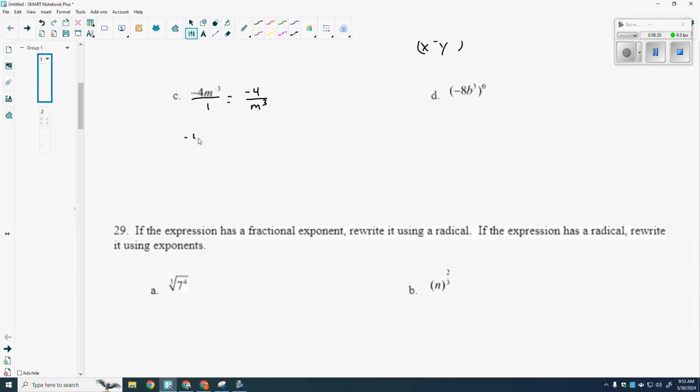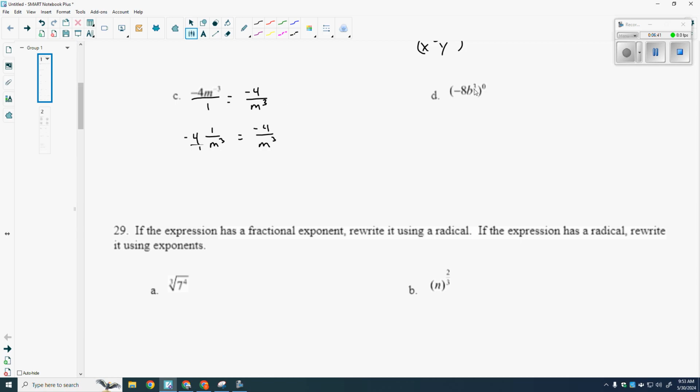Or you could have used the definition of a negative exponent, and it becomes 1 over m to the third. Think of this as a fraction, top times top, bottom times bottom, and we get the same answer. Sometimes this technique, making it a fraction and moving terms up and down, makes it a little easier.